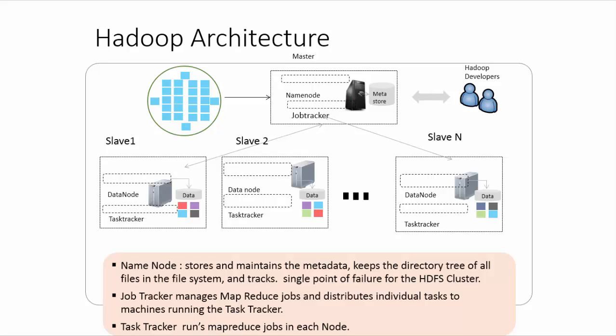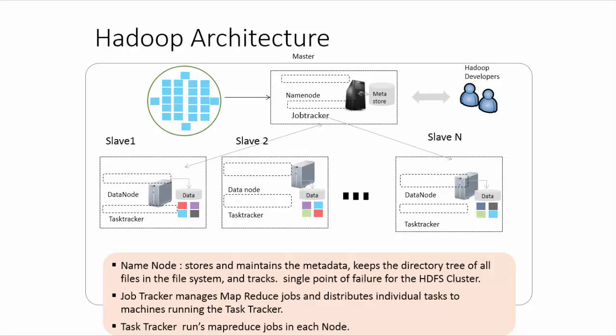And through heartbeat, task tracker will communicate with job tracker. Task tracker will also send its status report at various stages to job tracker, and job tracker will have all the information about that job, how much more time it will take to execute the complete job, how much of the job has been completed. It will have all the information. So this is how MapReduce works.